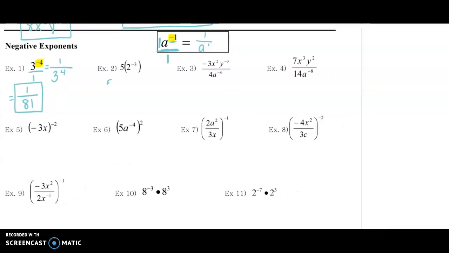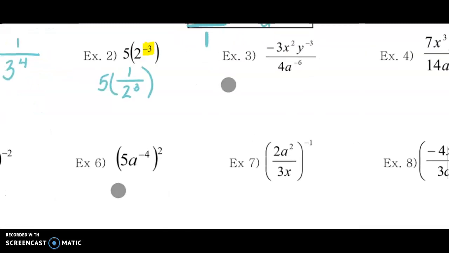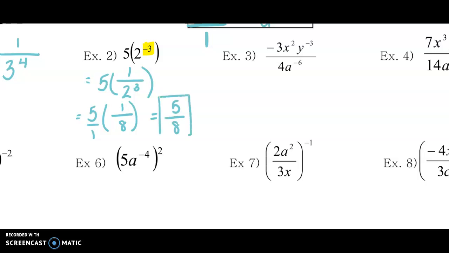Number 2, we have 5 times 2 to the negative 3rd. Again, I don't want to have a negative exponent, so I'm going to rewrite that as 1 over 2 to the 3rd. I brought it down into the denominator. So then that's the same as 5 times 2 to the 3rd is 8, so 1 over 8. Just multiply those, that's like 5 over 1, multiply straight across, so that answer would be 5/8.